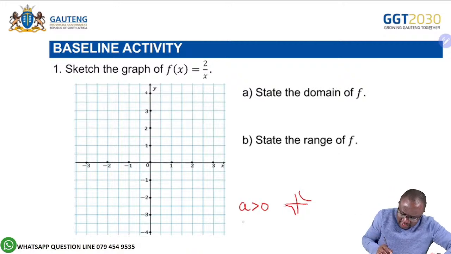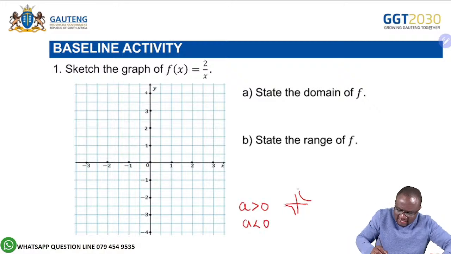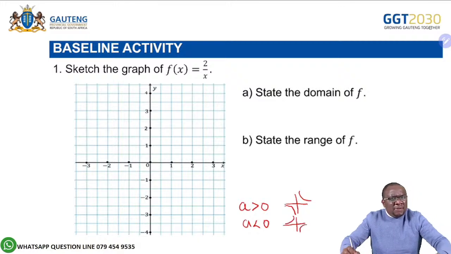We also learned that if A is less than 0, meaning that if A is negative, our graph is going to occupy the second quadrant and the fourth quadrant. Do you remember that? Okay, so now our A is positive, meaning that it's greater than 0. So it means our graph is going to be in the first quadrant and third quadrant.